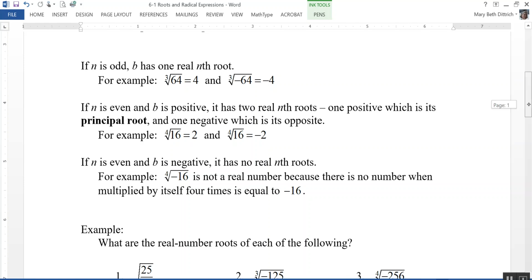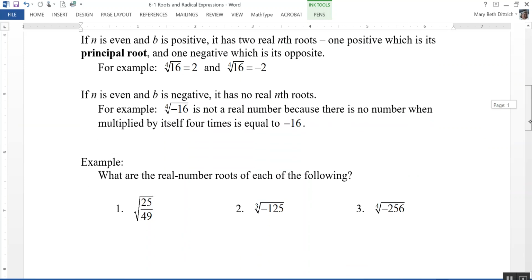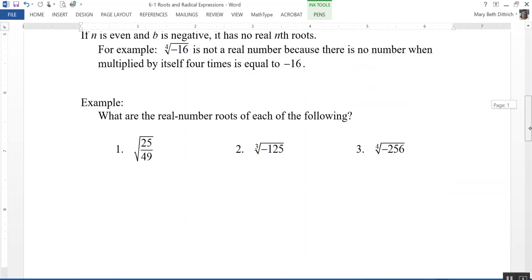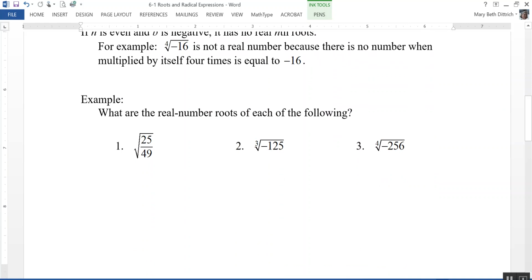So let's take a look at a couple examples here. We need to find the real number roots of each of the following. Number 1 is the square root of the fraction 25 over 49. We're taking a square root, so it's going to be either the positive or the negative, and the square root of 25 is 5, and the square root of 49 is 7. So positive or negative 5/7.